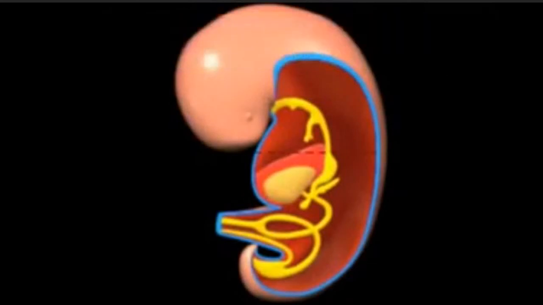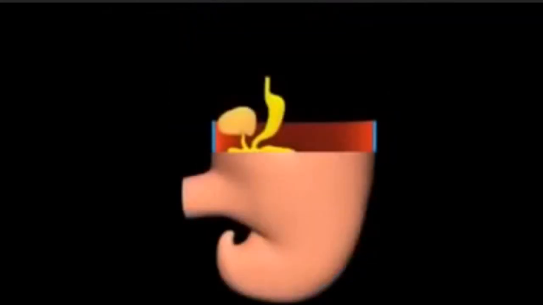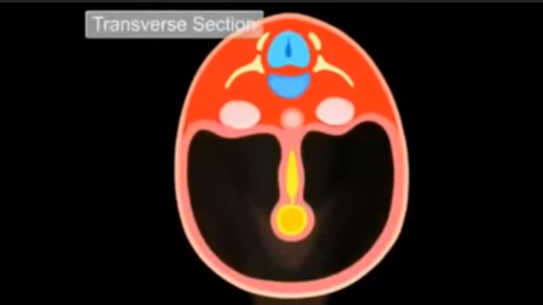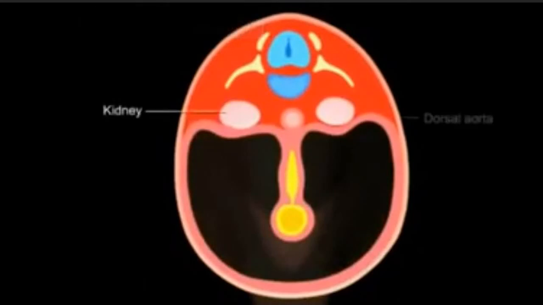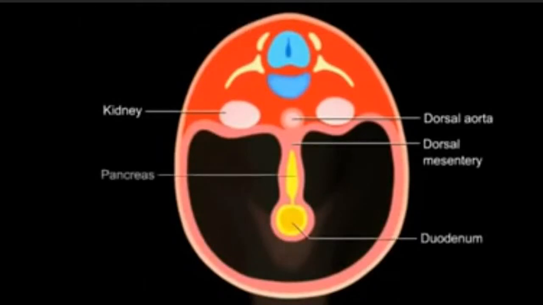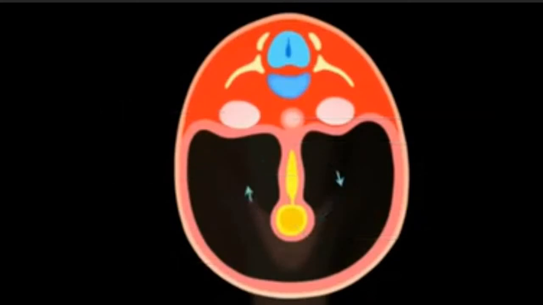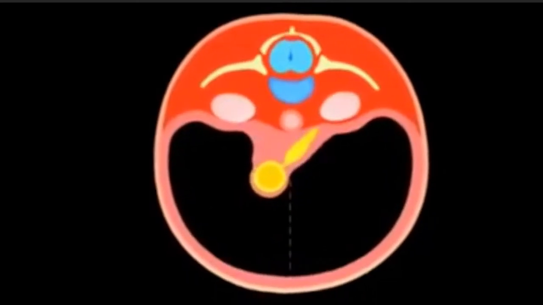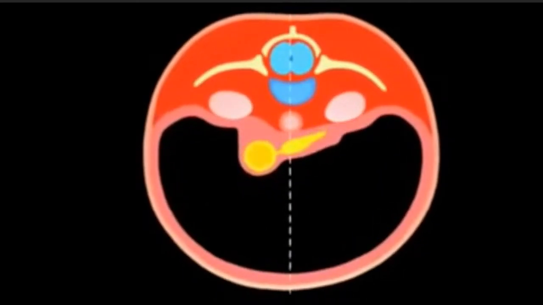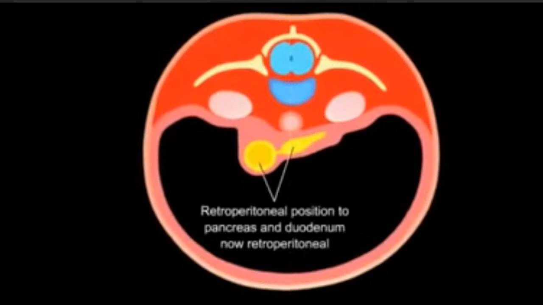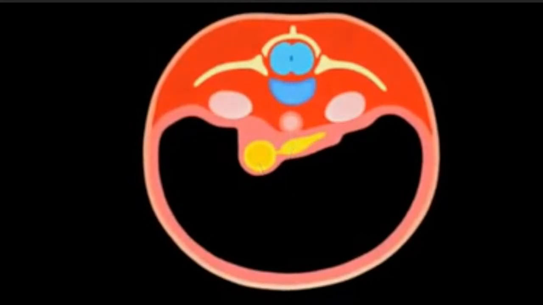So this is about the relocation of duodenum and pancreas. Initially, the duodenum and pancreas are intraperitoneal organs, that is, they are hung by a dorsal mesentery. But in the course of rotation, they are pushed to the retroperitoneal position. So they are called secondary retroperitoneal organs.